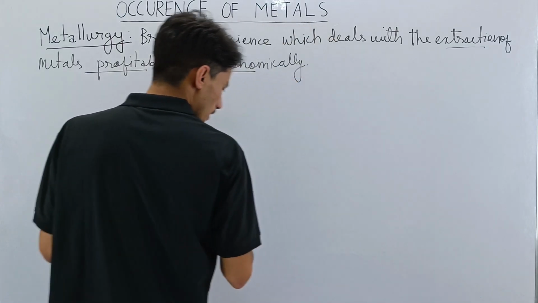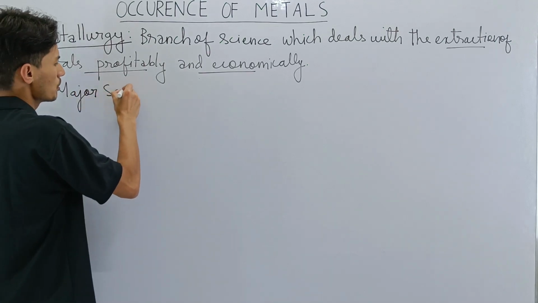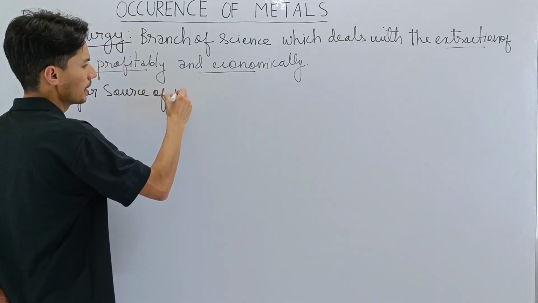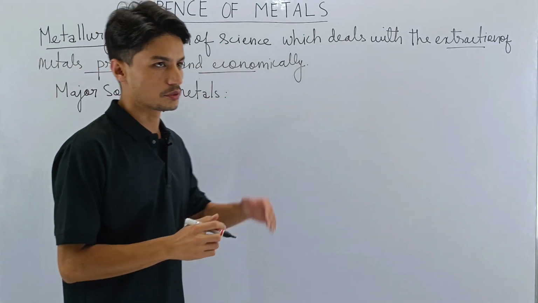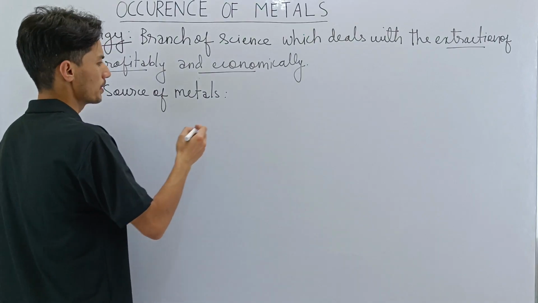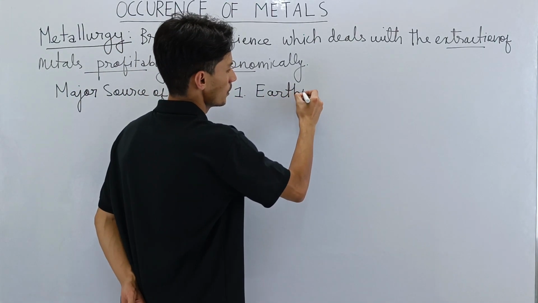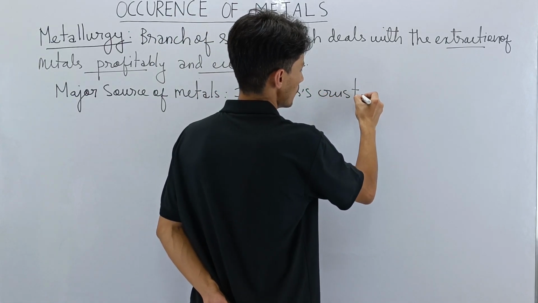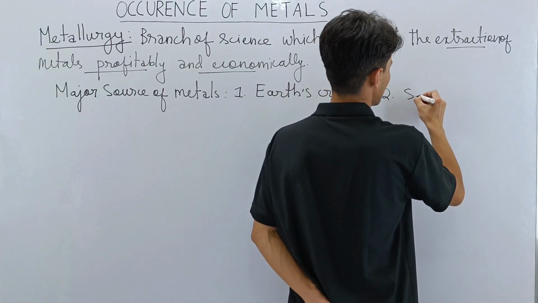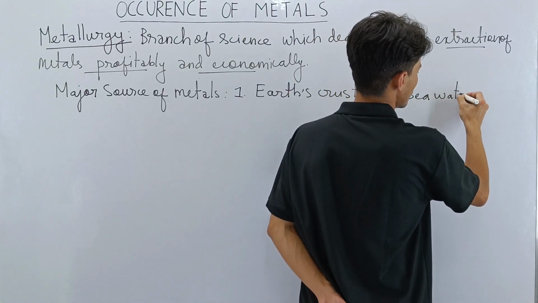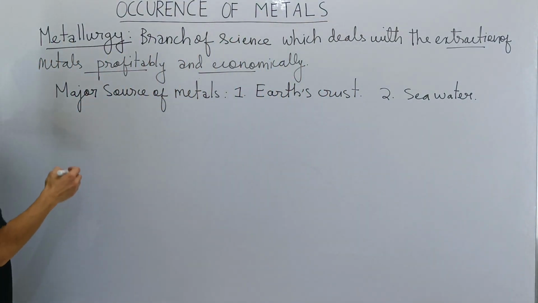Then next one, what is the major source of metal? I have to give you in terms of points. If I miss out, the flow is affected, so I have to remember the flow. So the major source of metal, the first one is the earth's crust. This is the major source. Second one is the seawater. So this is the second source of the metal.